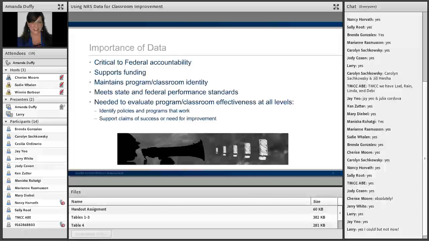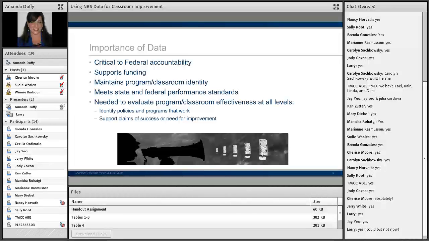So think about in your program all of the combined classroom data that is put together to then demonstrate your program effectiveness. The data that you collect and report supports claims of success, such as high attendance, persistence, and outcome attainment, but it can also, as we've mentioned, identify areas that need improvement.